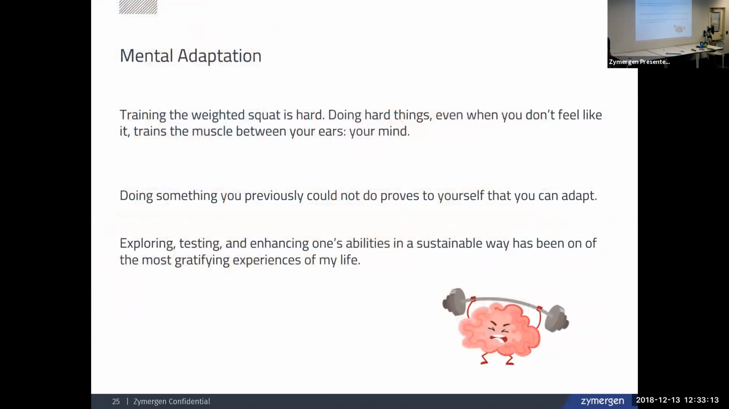Training the squat with weights is often really hard, and intentionally doing hard things kind of makes you mentally stronger. I think that you can understand what that means. It proves to yourself that you can adapt. And personally, exploring and testing and enhancing my abilities has been this really interesting and gratifying experience, and I recommend it, and that's why I'm talking about it.